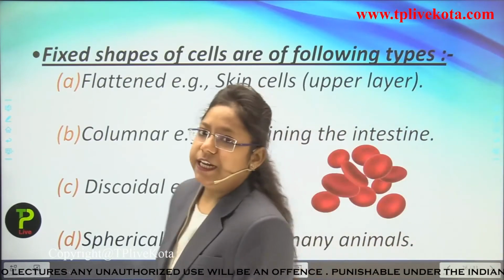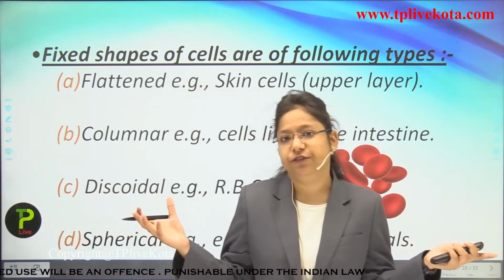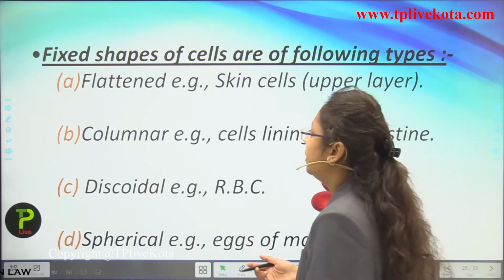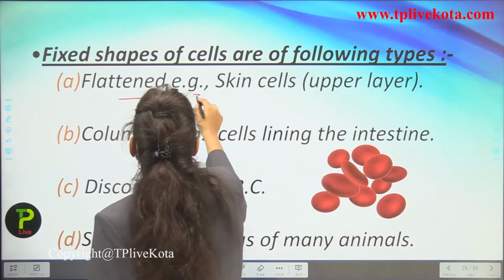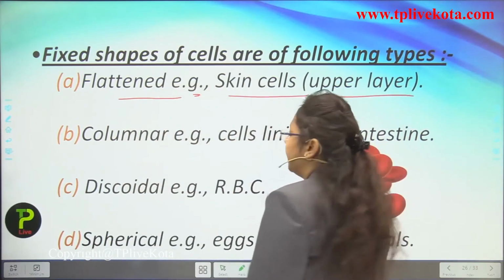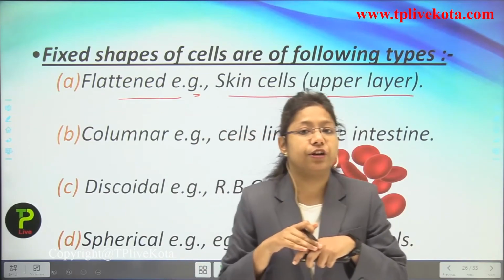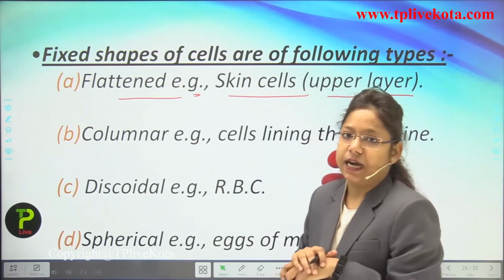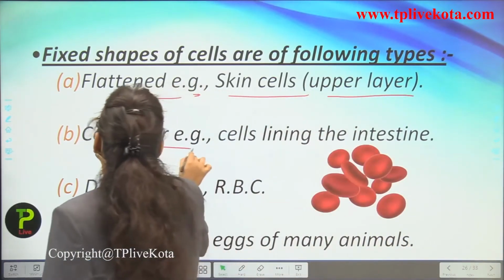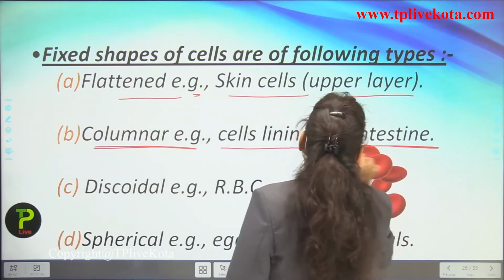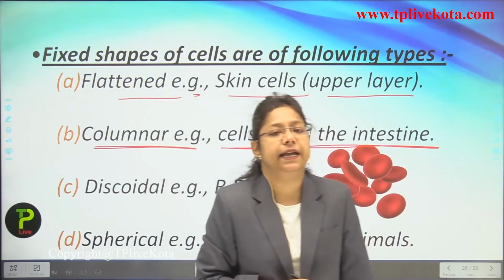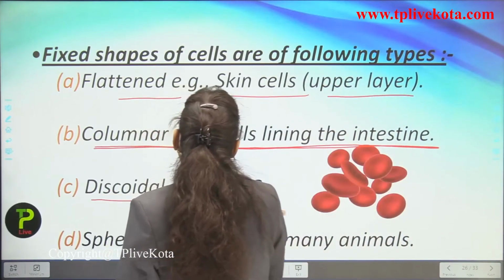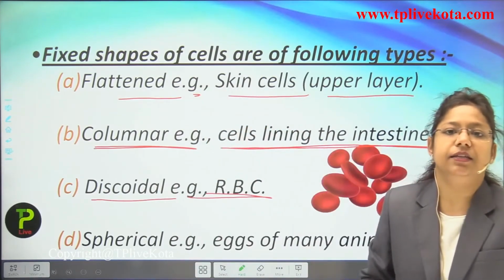Now we are going to study the different types of cell shapes. Students, there are very different types of shapes. First is flattened, for example in skin cells, that is, the upper layer of your skin. These flattened cells reside in our skin. Next are the columnar-shaped cells, the cells lining the intestinal part. The cells lining the intestine are columnar. Next is discoidal, for example RBCs. RBCs are discoidal in shape.